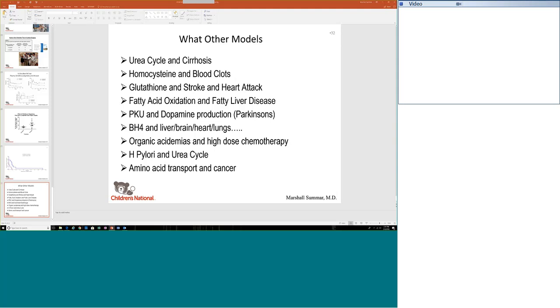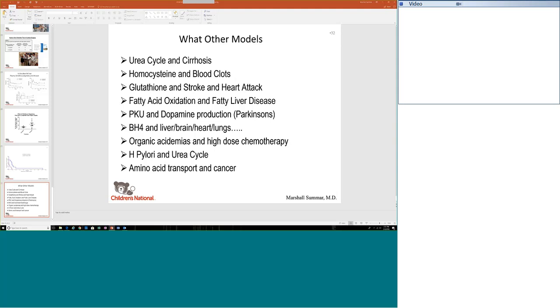There's some links there. BH4 metabolism, tetrahydrobiopterin, and everything going on in the liver, brain, heart, and lungs, because BH4 is involved in a lot of different things. Organic acidemias and high-dose chemotherapy, because a lot of the chemotherapeutic agents look just like organic acids and chemically behave the same, and we can learn some things from the crossovers. And some of the biochemical markers you see are the same.